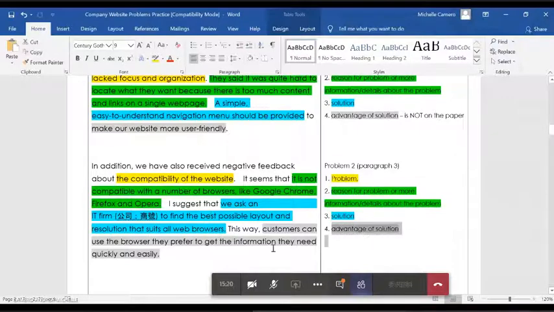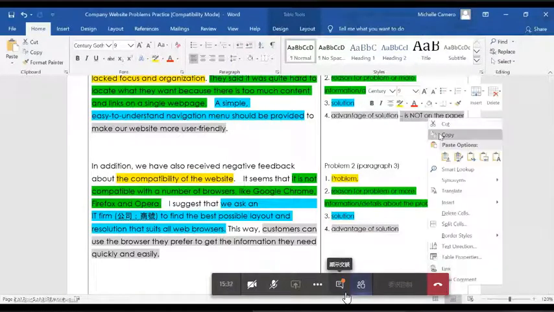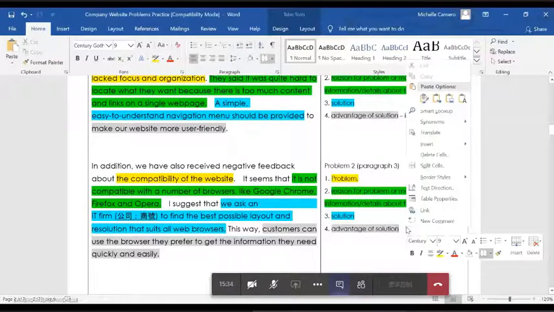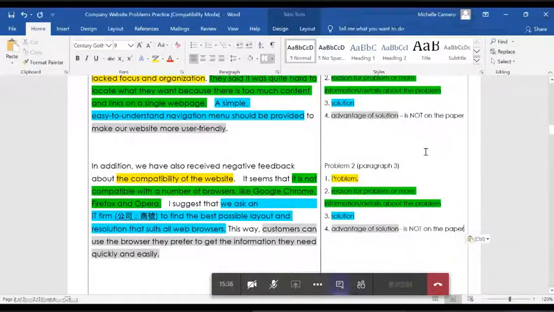And you want to give the advantage of the solution, so you can introduce it with the words this way. Customers can use the browser they prefer to get the information they need quickly and easily. And just remember that the advantage of the solution is not on the paper. So you have to add that idea.